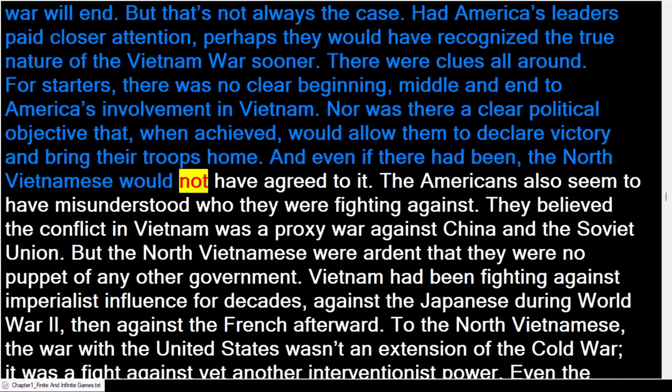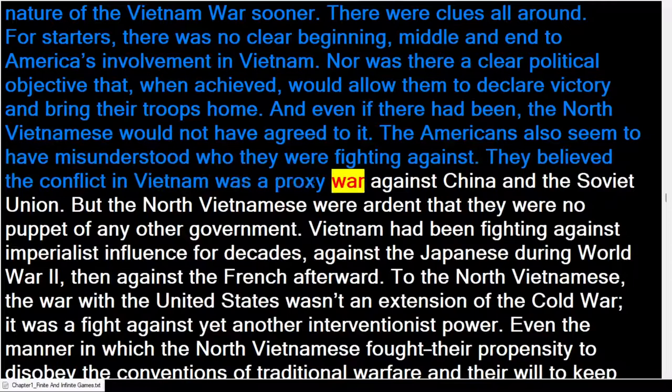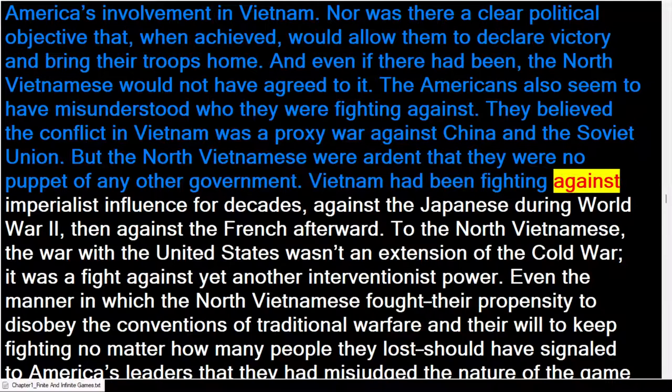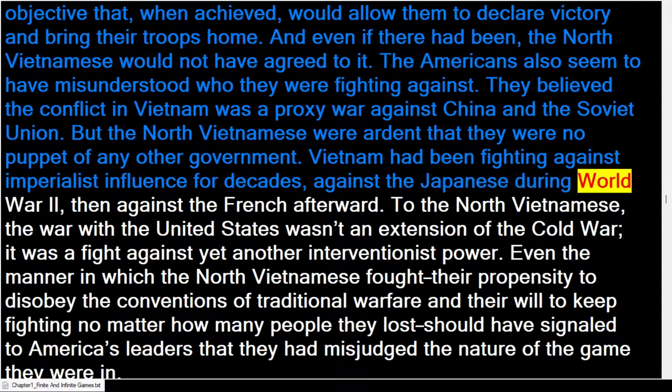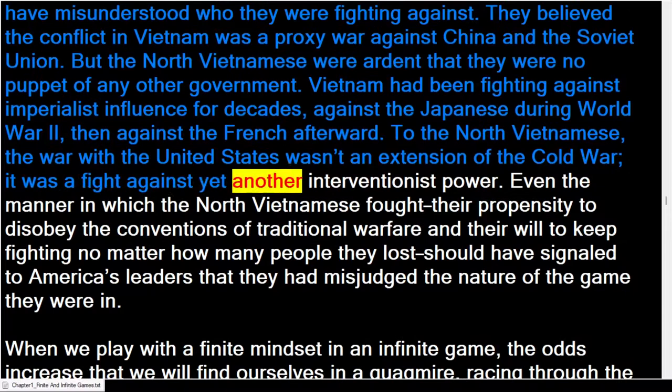The Americans also seemed to have misunderstood who they were fighting against. They believed the conflict in Vietnam was a proxy war against China and the Soviet Union. But the North Vietnamese were ardent that they were no puppet of any other government. Vietnam had been fighting against imperialist influence for decades, against the Japanese during World War II, then against the French afterward. To the North Vietnamese, the war with the United States wasn't an extension of the Cold War. It was a fight against yet another interventionist power.